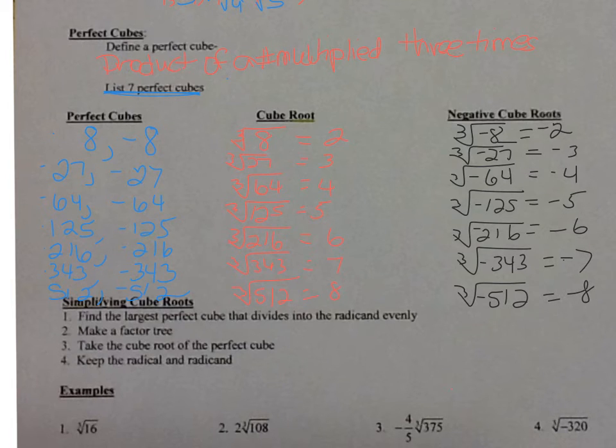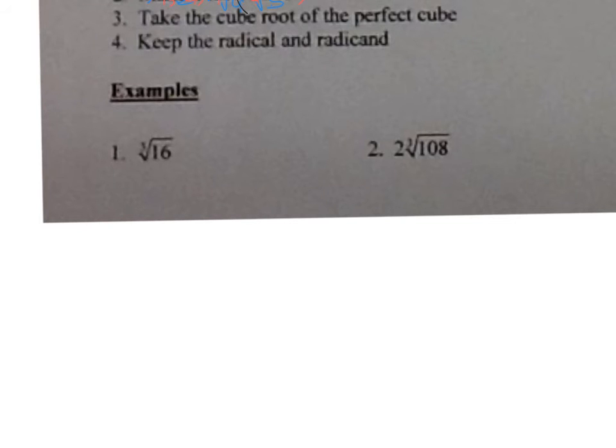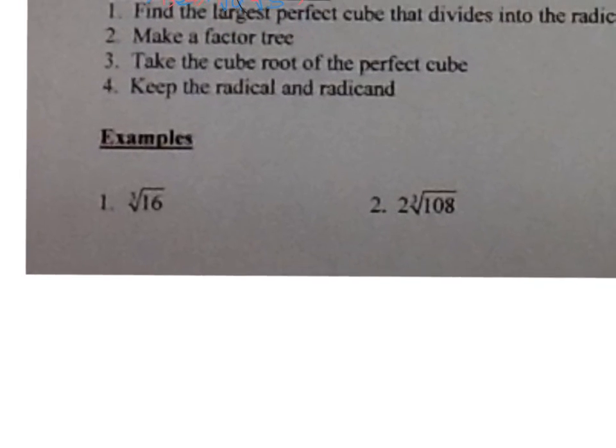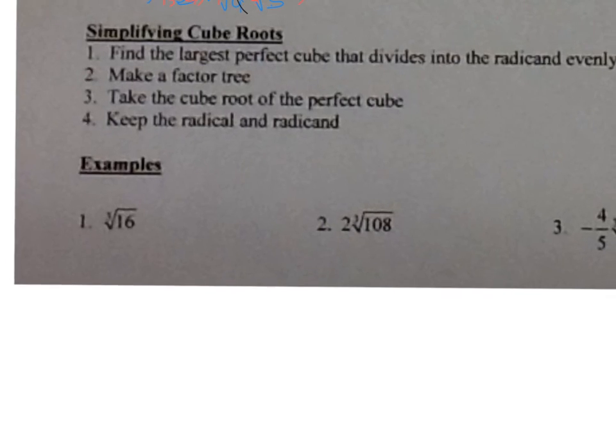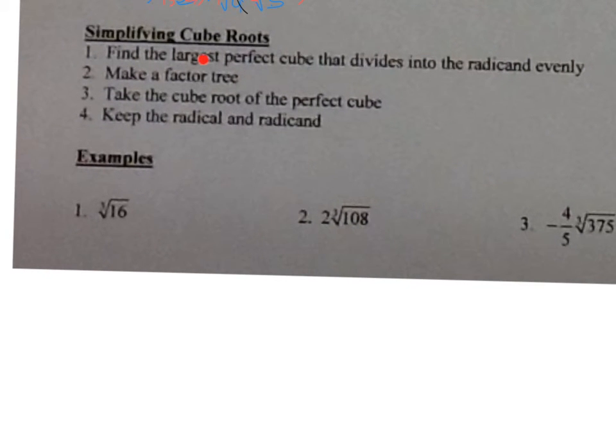All right, so now we're going to talk about how to simplify cube roots. Just like we simplified the square roots, we're going to simplify cube roots. So I'm just going to move all my information up. Just like square roots, with cube roots you're going to find the largest perfect cube that divides evenly into the radicand. The radicand is the number that's underneath the radical. You're going to make a factor tree. You're going to take the cube root of your perfect cube, and then you're going to keep the radical and the radicand.